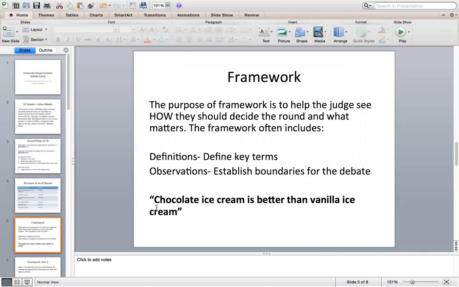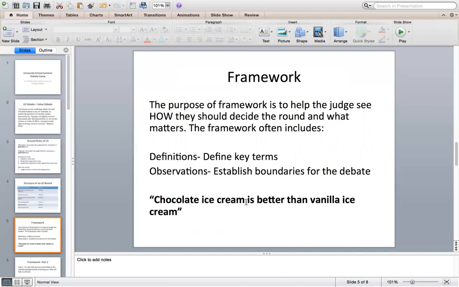And so here you see a resolution that I like to give my summer campers: chocolate ice cream is better than vanilla ice cream. So in debating that topic at the very beginning of the debate, debaters might have to do a couple of things. First of all, define what we mean by chocolate. What do we mean by vanilla? But there's also something else.